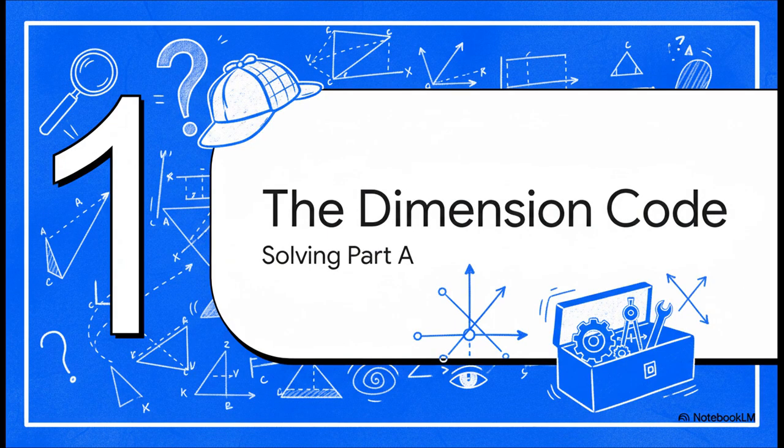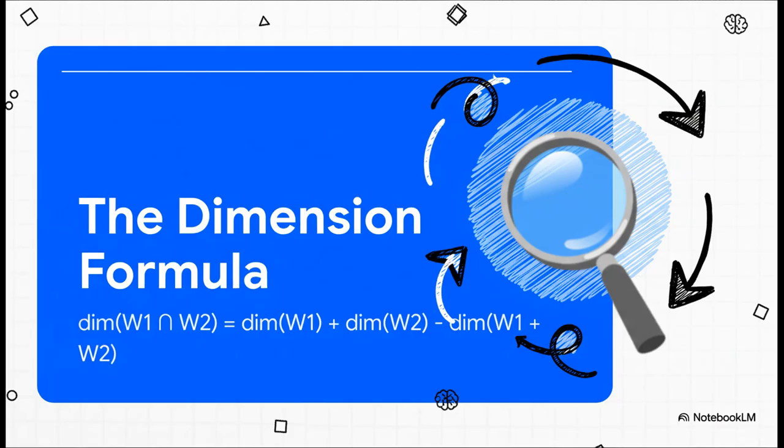Okay, to crack this thing, we have to think like detectives. And every good detective has their toolkit, right? Well, we're about to bust out one of the most powerful tools in all of linear algebra to follow this trail of evidence. And here it is. This is our magnifying glass, the dimension formula.